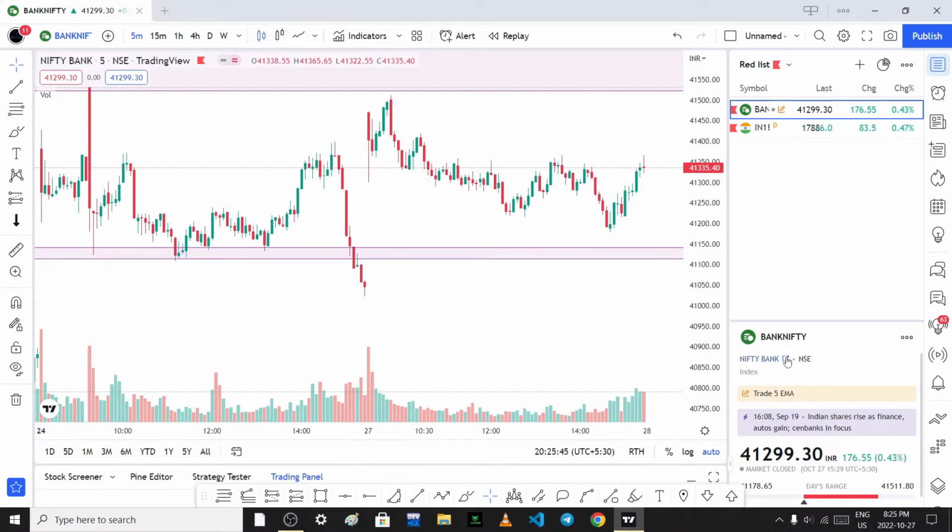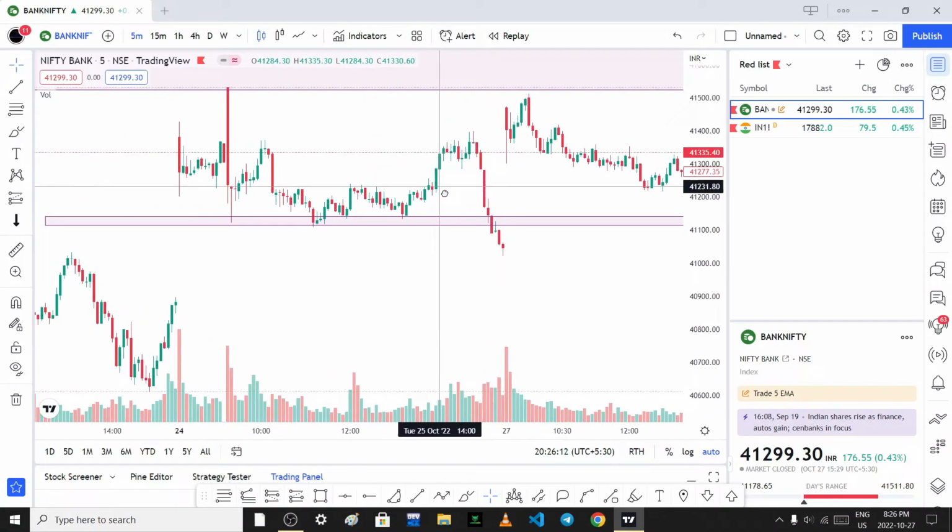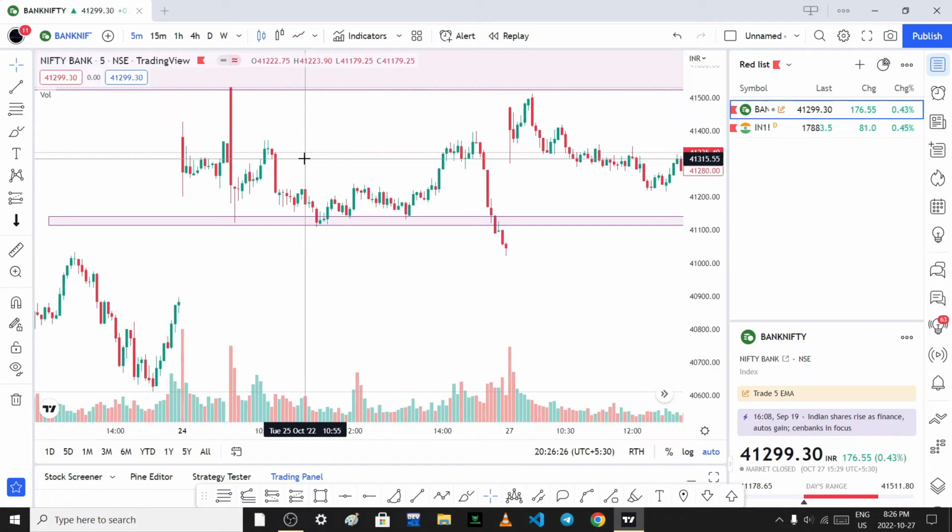Today we are going to discuss a brilliant option trading strategy which is popularly known as the 5 EMA strategy. First, take a look at how to plan this strategy in the live market. What is the setup required to execute this particular strategy in the market?